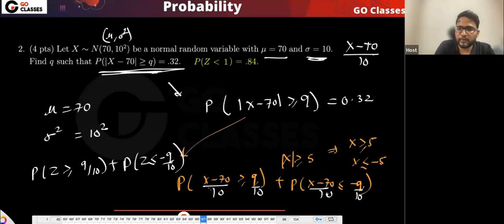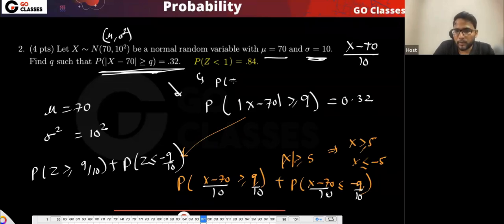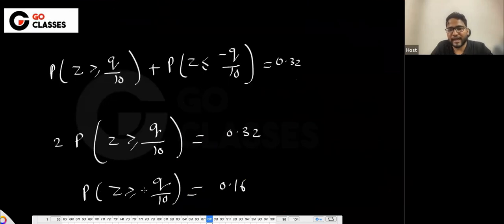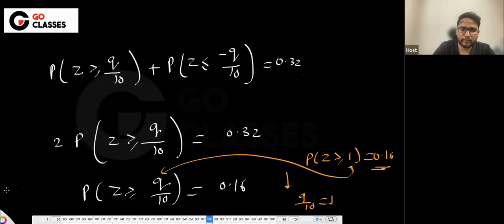And now let's see what they have given. They have given this. Can you convert that to greater than or equal to? The probability of Z greater than or equal to 1 will be 1 minus this, right? So they have given Z greater than or equal to 1 is 0.16, and I came out with this. Then can you compare what should be the value of q? If you compare these two, q by 10 will be 1, and the value of q will be 10.